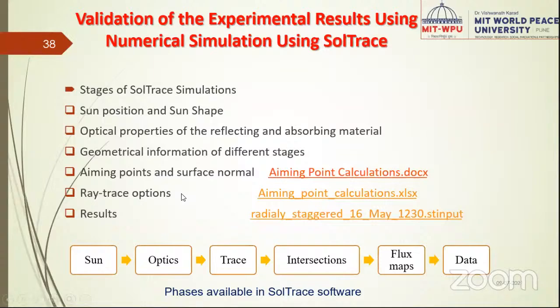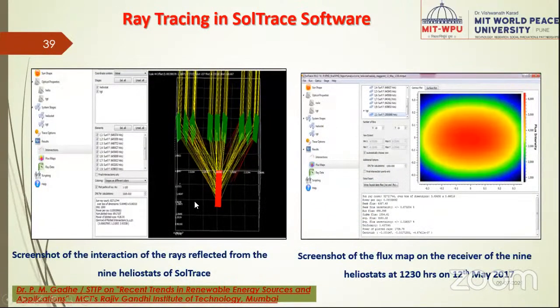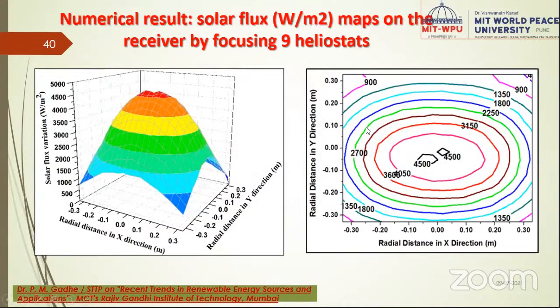So in this way, we are using the Soltrace software. These are the screenshots showing the intersections and the flux map, which I had explained to you. After taking values from the take plot data, we exported them into an Excel sheet and plotted the graphs.